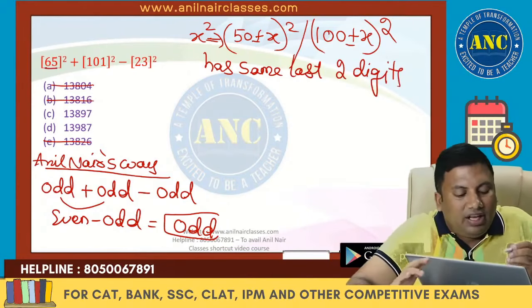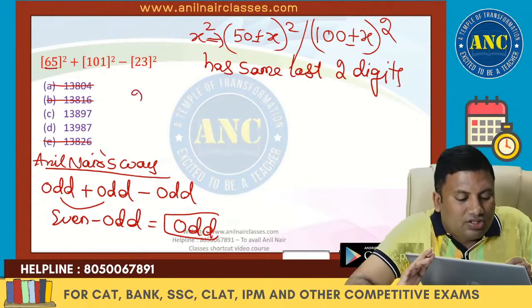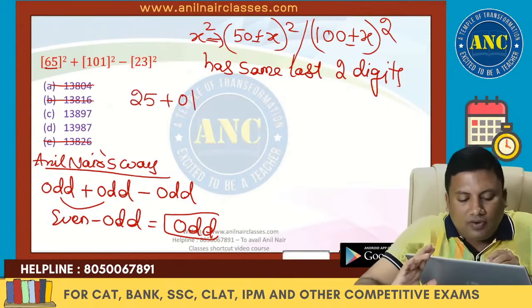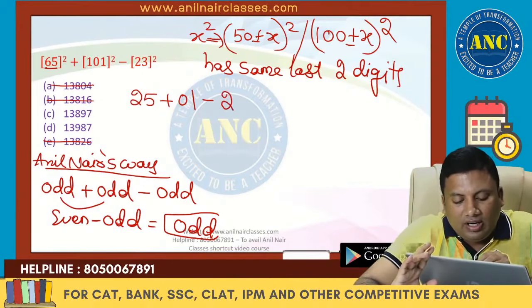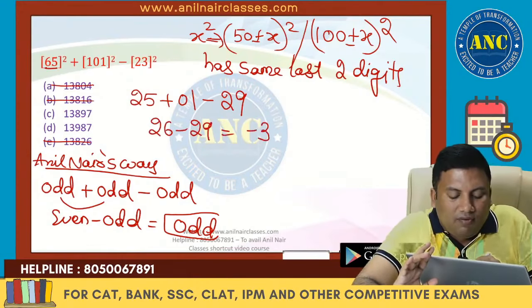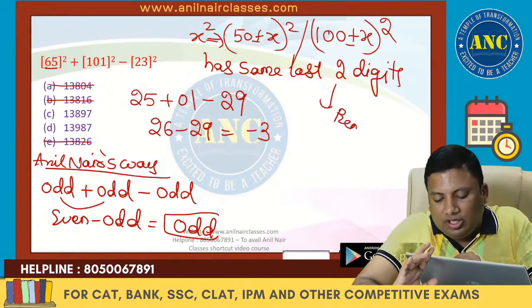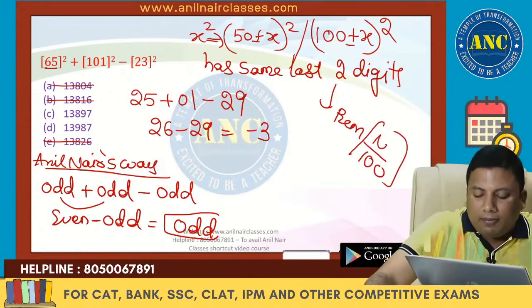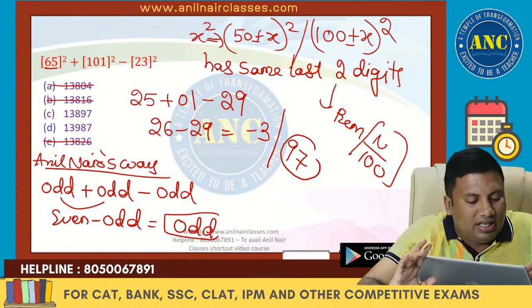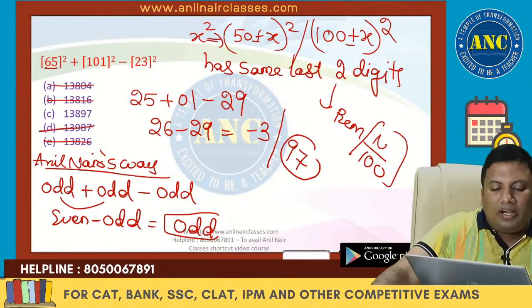65 is 15 more than 50. 15 square is 225, so 25. 101 is 1 more than 100, so 01. 23 square is 529, so 29. 26 minus 29 is minus 3. Whenever you are finding the last two digits of any number, it is the remainder when you divide the number by 100. 100 minus 3, last two digits should be 97. I hope it is clear, right?